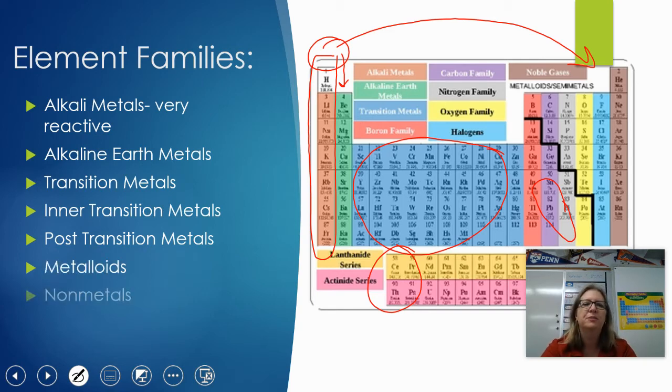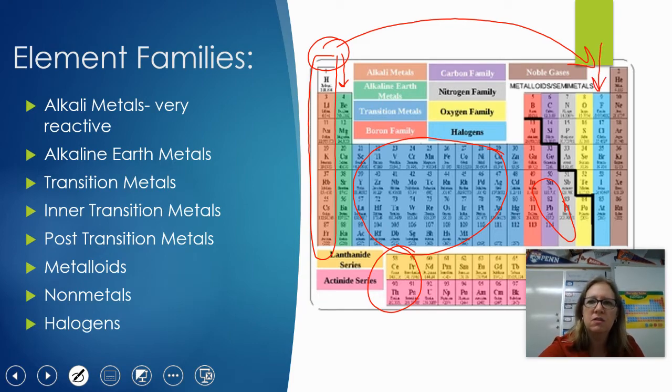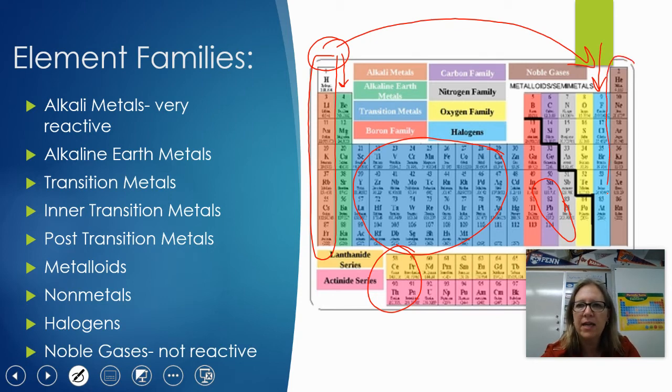Then we have the metalloids. And then we have the nonmetals. We already talked about those. But then we also have the halogens, which is this column right here, and the noble gases. Okay, these noble gases have 8 valence electrons, which makes them incredibly stable, which makes them very non-reactive.